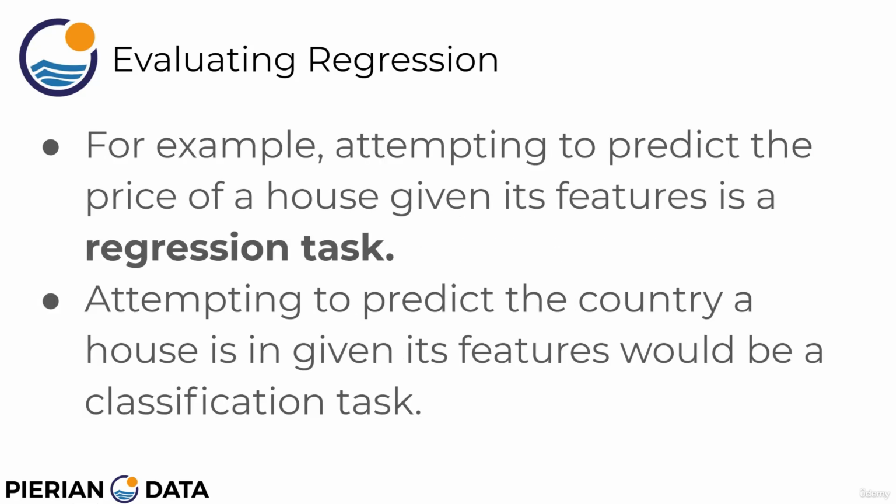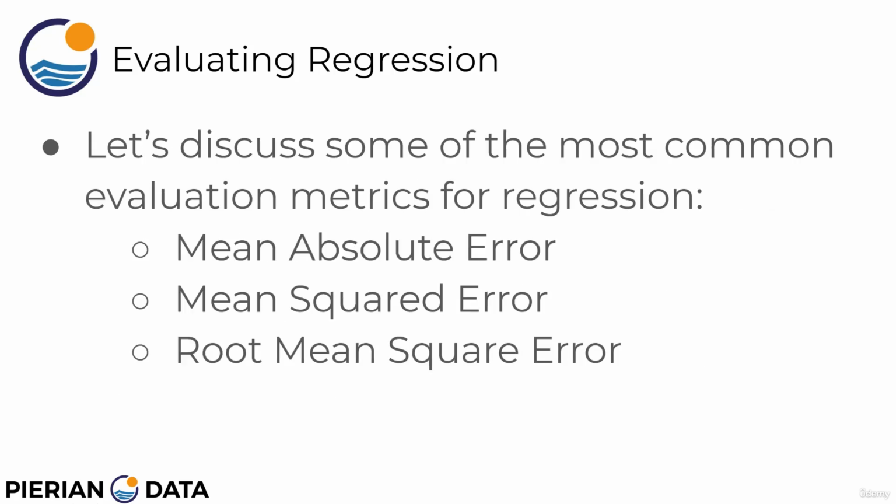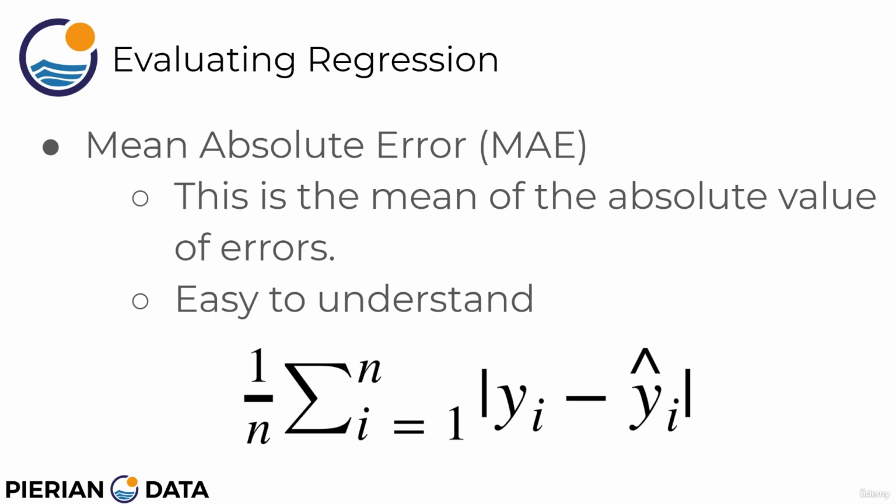For example, imagine we're attempting to predict the price of a house given its features. That would be a regression task. Or attempting to predict the country a house is in given its features, that would be a classification task. And again, we're focused right now on how to evaluate that regression task, where a label is continuous and it's not separate categories. So we're going to discuss the most common evaluation metrics for regression, which are mean absolute error, mean squared error, and then root mean squared error.